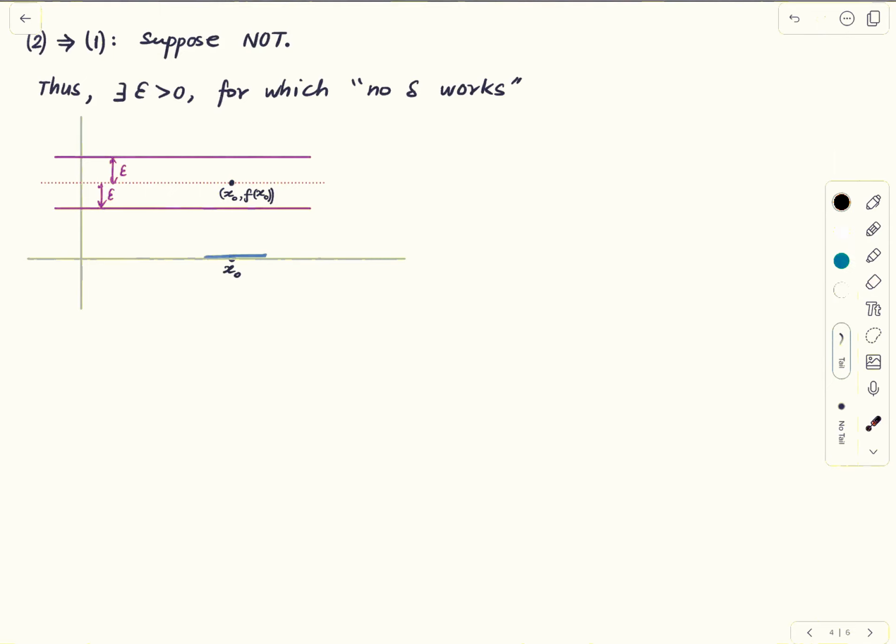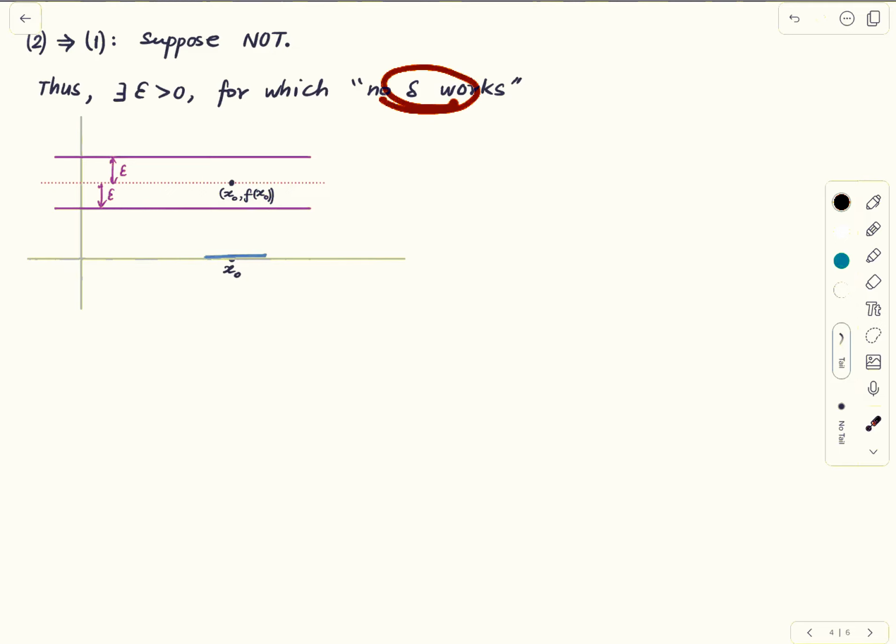So there is some epsilon for which no delta works, meaning what? Whatever delta you choose, there is always going to be some point in this delta neighborhood and in the domain of the function, call this point x, such that the value at that point is far away from f(x0), meaning it is more than distance epsilon away from f(x0). So in the graph language, the corresponding point in the graph is outside this epsilon band.